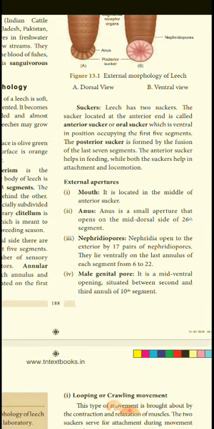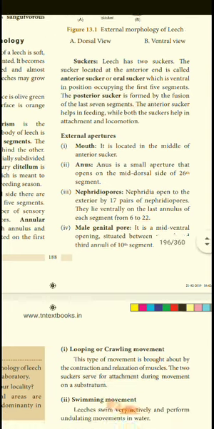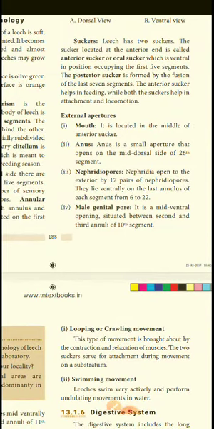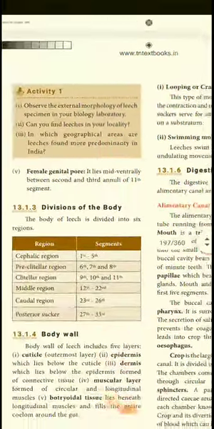The mouth is in the middle of the anterior sucker. The anus is at the 26th segment. It is a very small pore. The nephridial pores open to the extent of 70% of the nephridia, from the 6th to the 12th segment. The male genital pore is between the second and third annulus of the 10th segment, in the midline. The female genital pore is between the second and third annulus of the 11th segment.